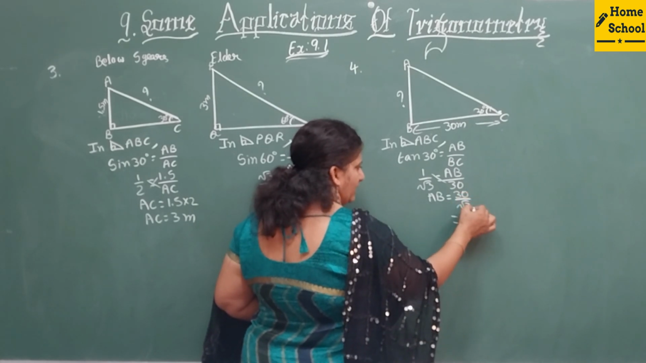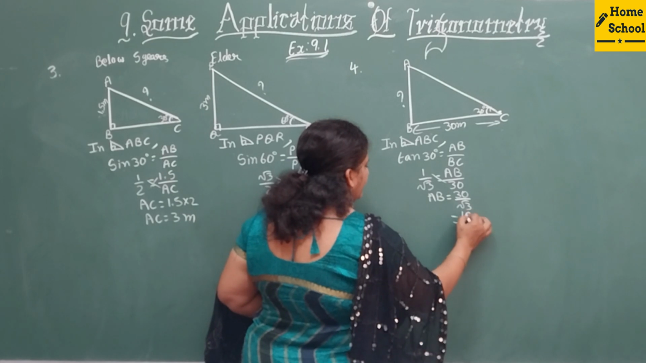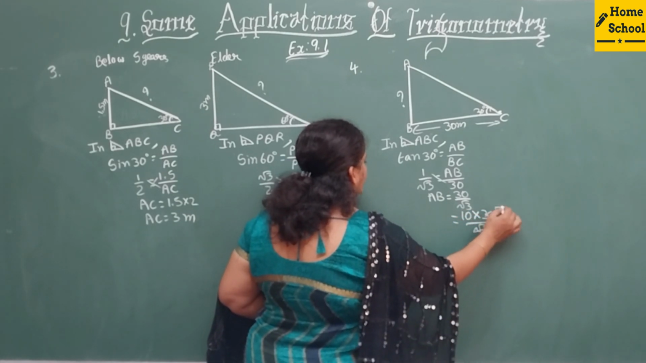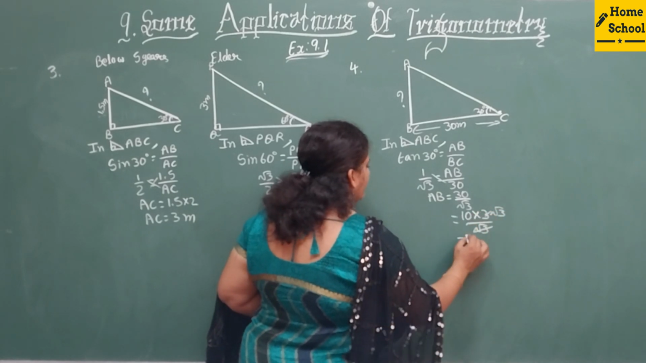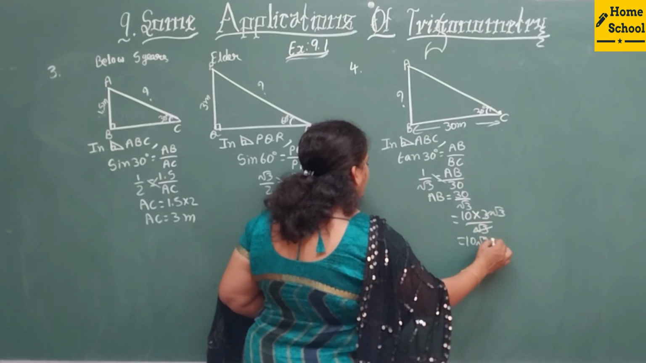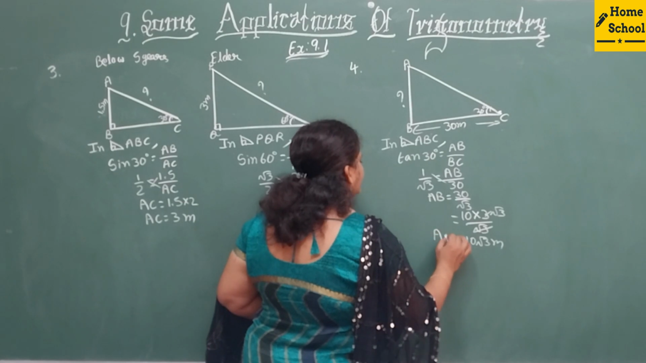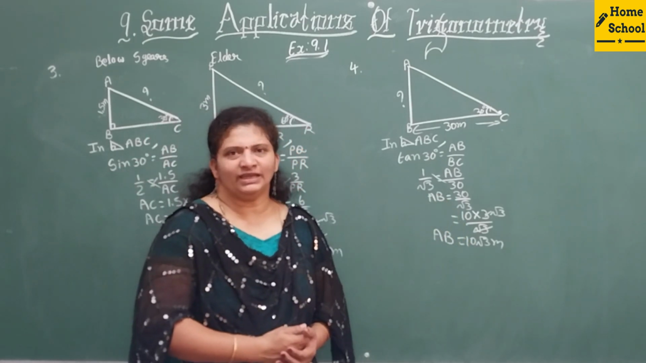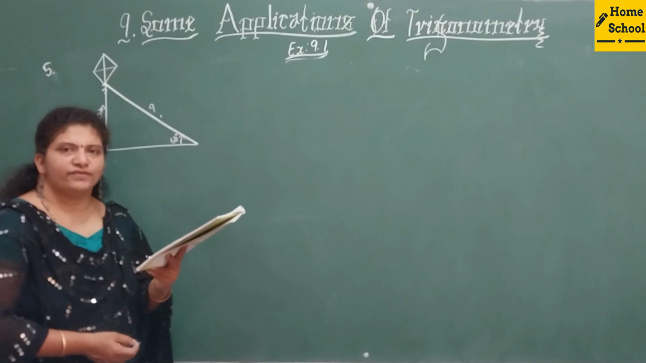Is 30 a multiple of 3? Yes, 10 3s are 30. Cancel root 3 times root 3. Then this is 10 root 3 meters. That's it. What is the height of the tower? 10 root 3 meters.